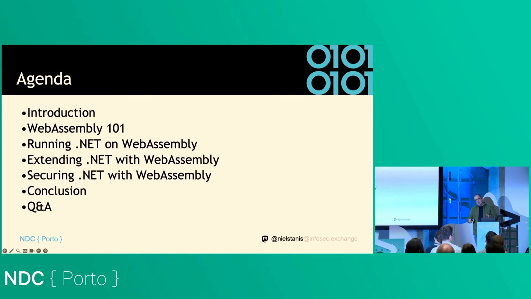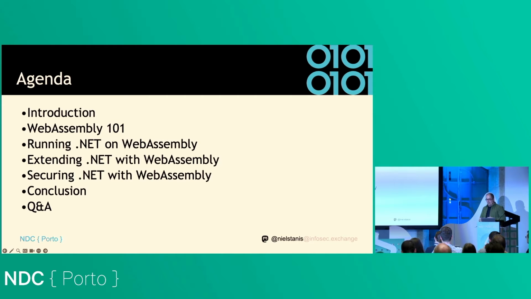Now we're going to move on to what will be happening next. As I said, we have an agenda for today. We're going to touch on WebAssembly and why it's secure, because I think there's a lot of goodness in how it works internally. Then we're going to run .NET on WebAssembly, which you can probably figure out. Then we're going to look at how we can extend a .NET app with WebAssembly, and security with some different aspects of what you can do with it. At the end is conclusion and Q&A.